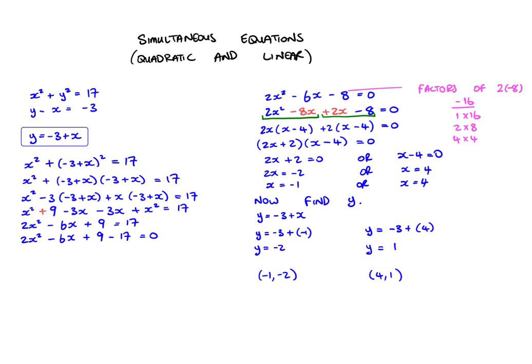Okay, so I rearranged this. I left the y where it was. I brought the negative x to the other side. When the negative x moved to the other side, it turned into a positive x. So I got y was equal to negative 3 plus x.